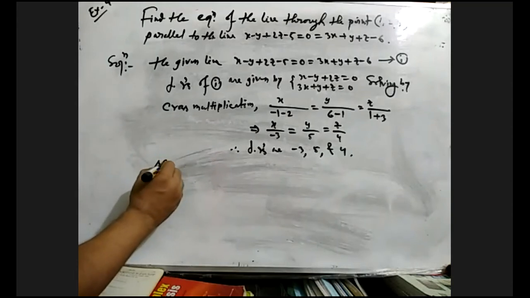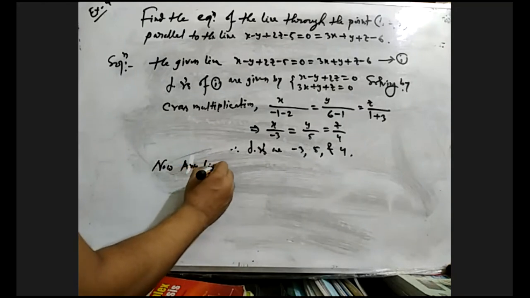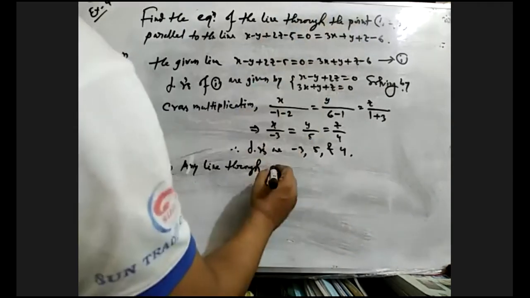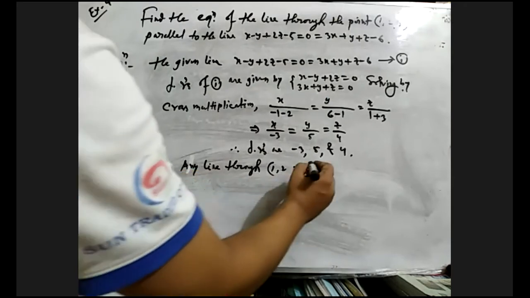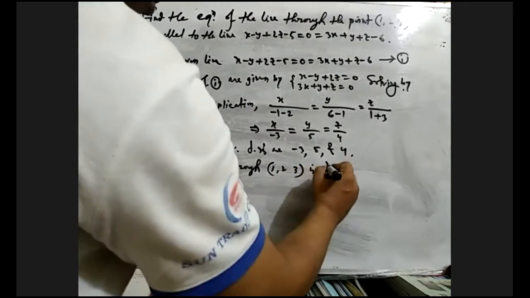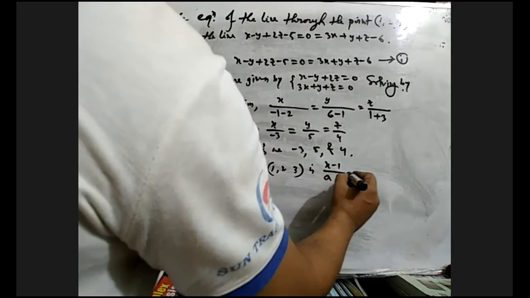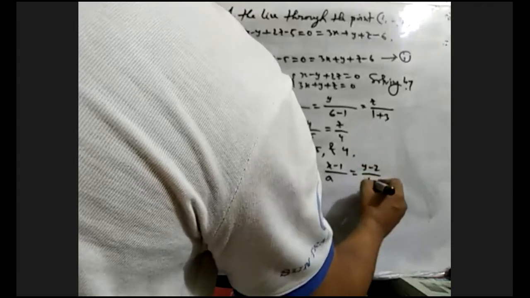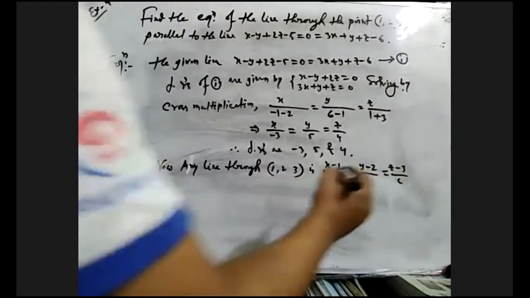Now any line through the given point 1, 2, 3, what will be the line? It is x minus 1 divided by A, y minus 2 divided by B, z minus 3 divided by C, where A, B, C are the direction ratios. Okay, and this is equation number 2.